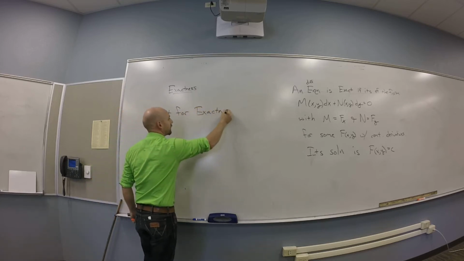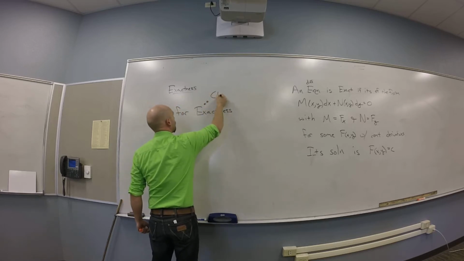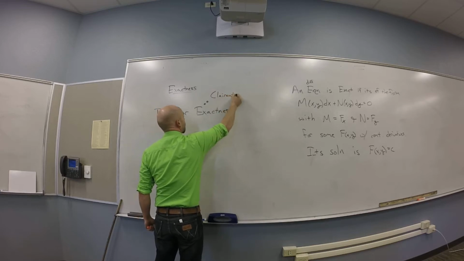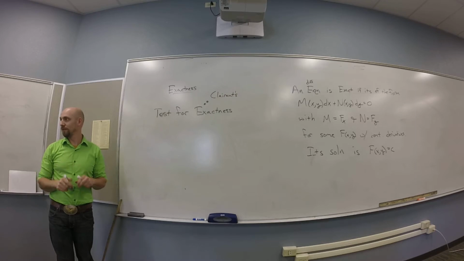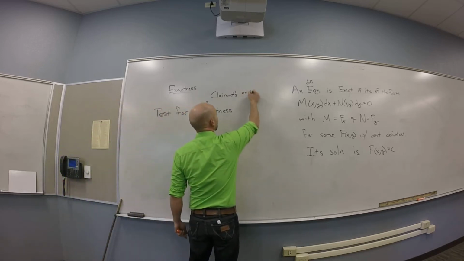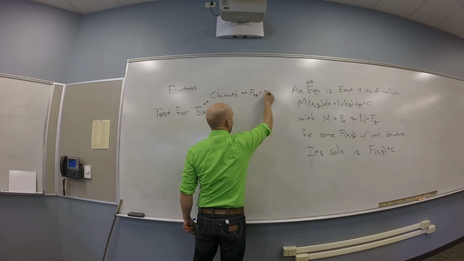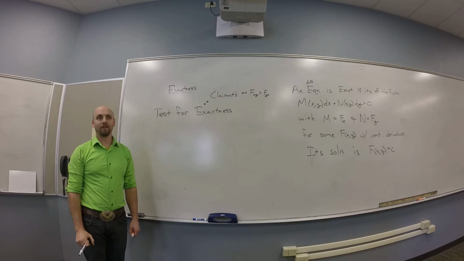So the test for exactness. I want you to think Clairaut. Does anybody remember Clairaut? Equality of mixed partials theorem. Clairaut really says f_xy is f_yx, right? If they're continuous, and that holds, then there's a gradient of some function. So this is like, is this function continuous enough to be dealt with?